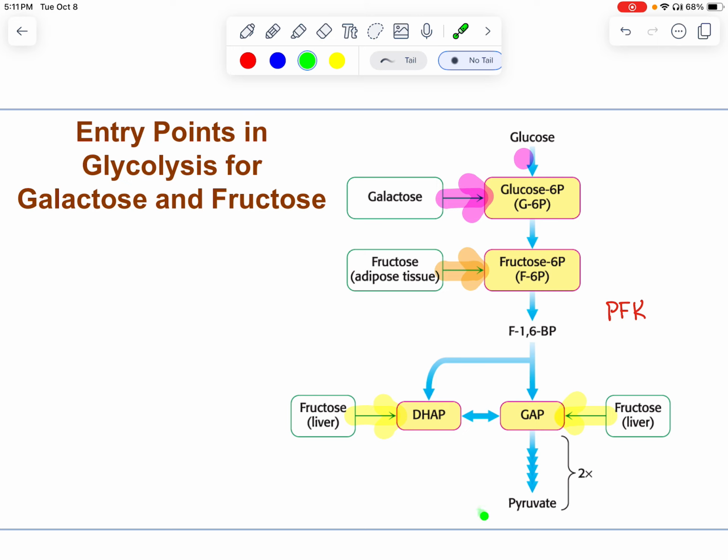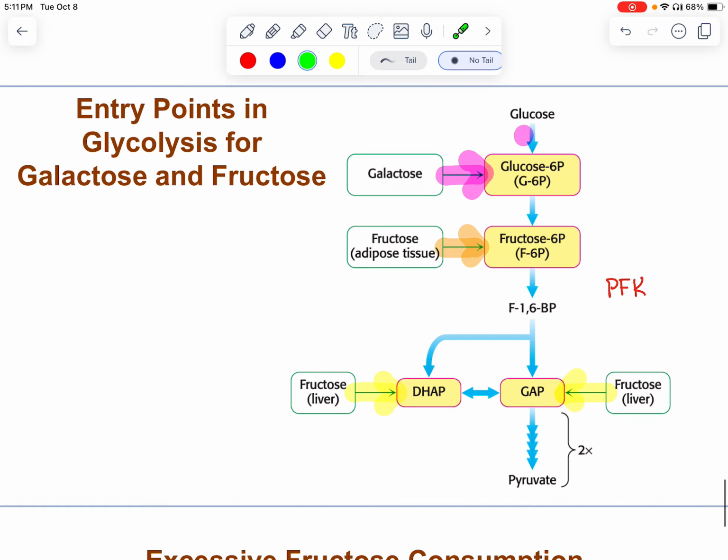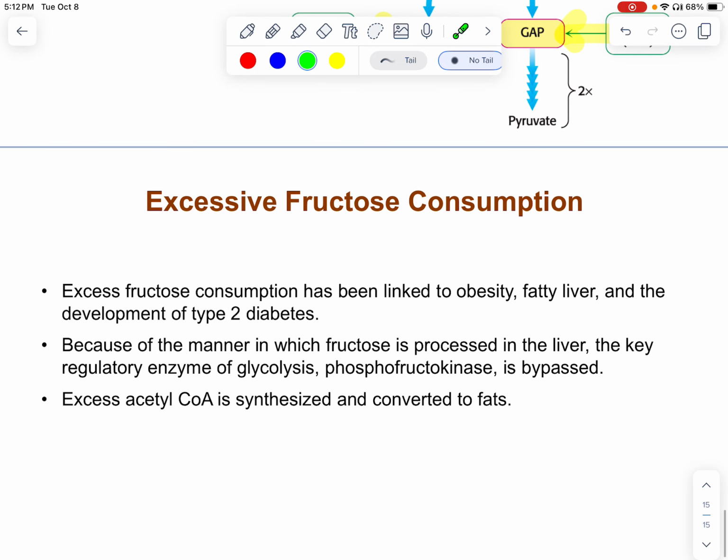So we can end up with too much pyruvate, too much acetyl-CoA, and then if it's not needed for energy, it won't go into the citric acid cycle, so then it gets transformed into fatty acids, triglycerides. So this is why when you hear about excessive fructose consumption, or sometimes you'll see sodas that say made with pure sugar, not high fructose corn syrup. This is the problem that you can run into, that excess fructose consumption has been linked to obesity, fatty liver, development of type 2 diabetes, in large part because it bypasses that regulatory enzyme of glycolysis.